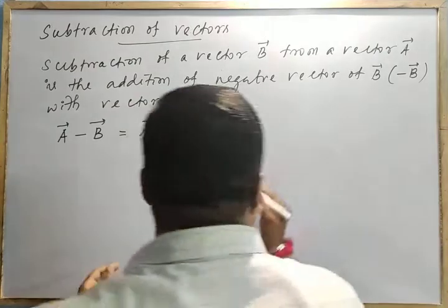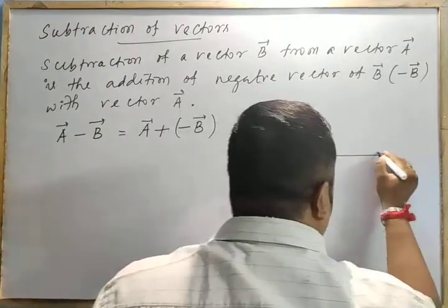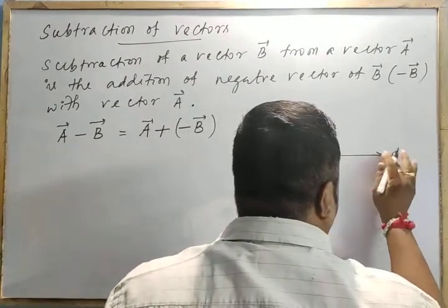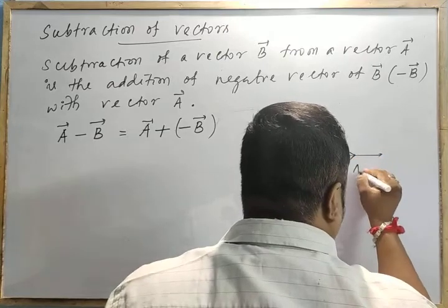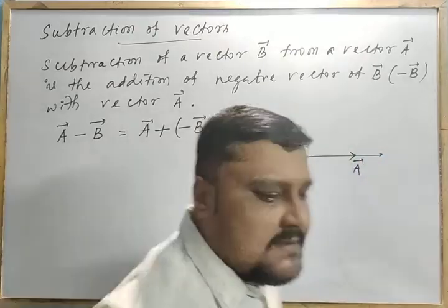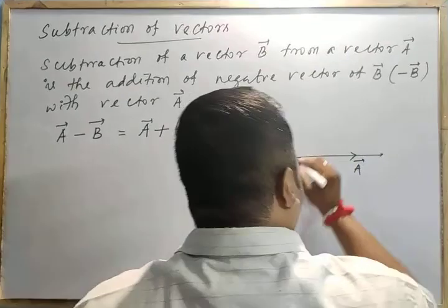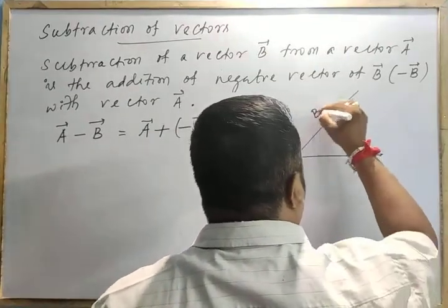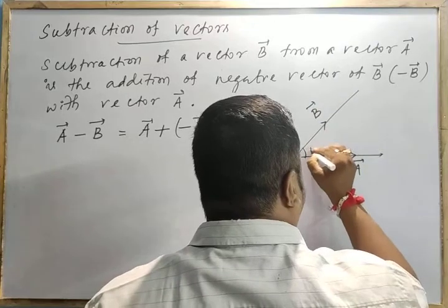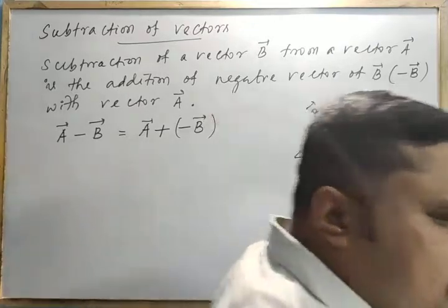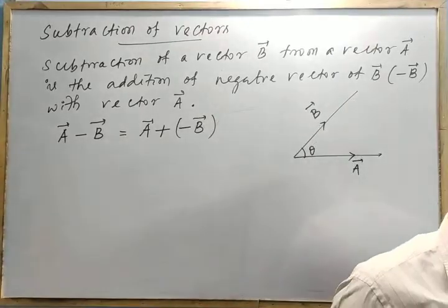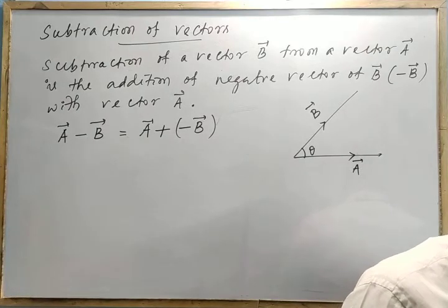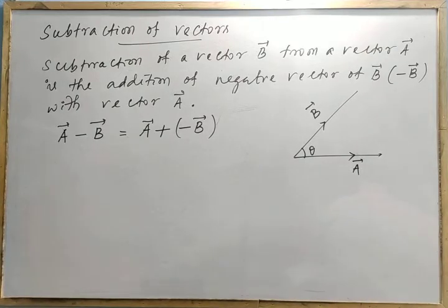How will we prove this one? Let this be a vector A. We have been given a vector A, and another vector B, and the angle between these vectors is theta. Clear? Then what is the resultant of this A and B? We already know that this is the resultant of A plus B.